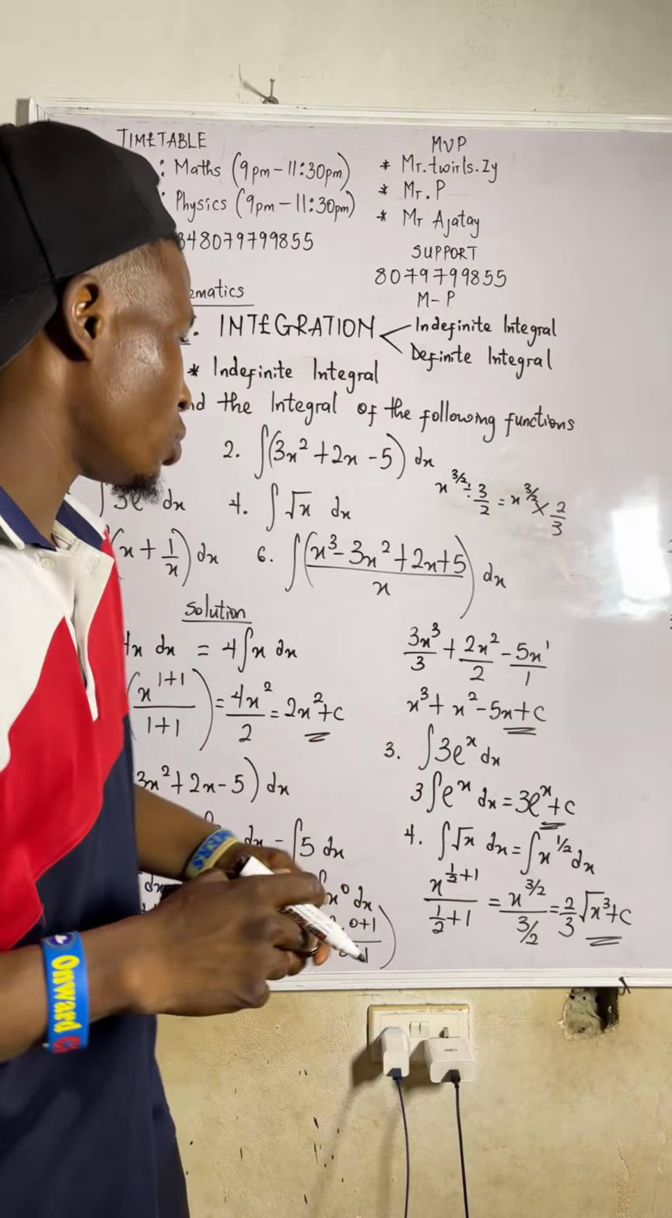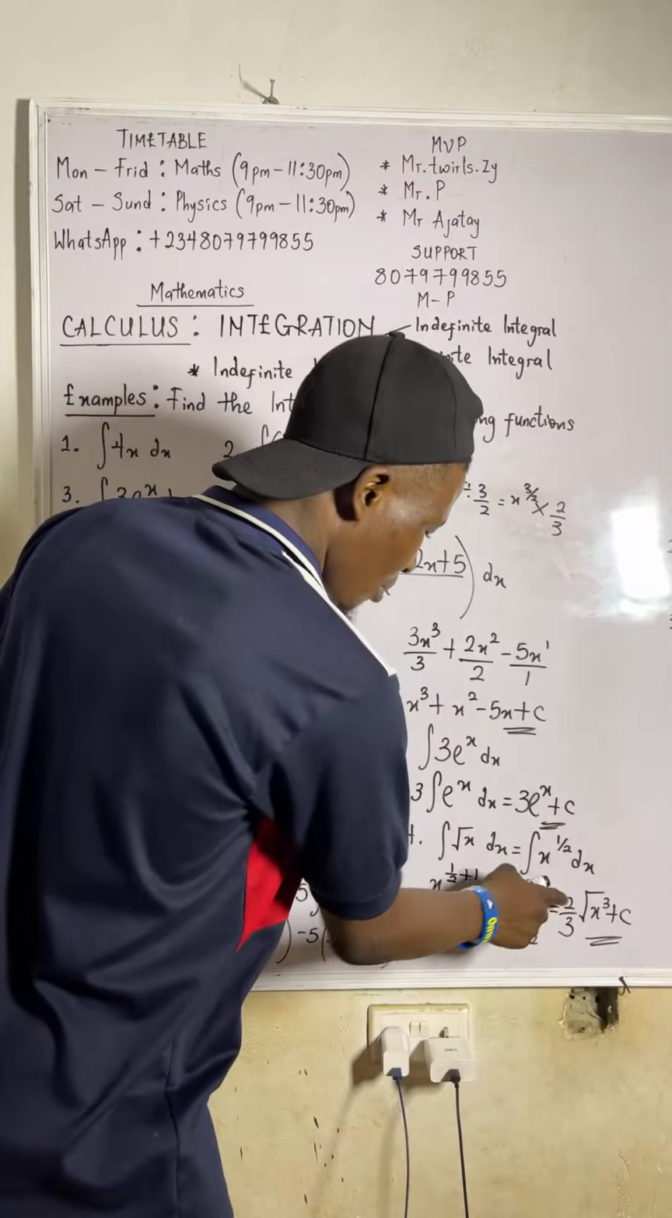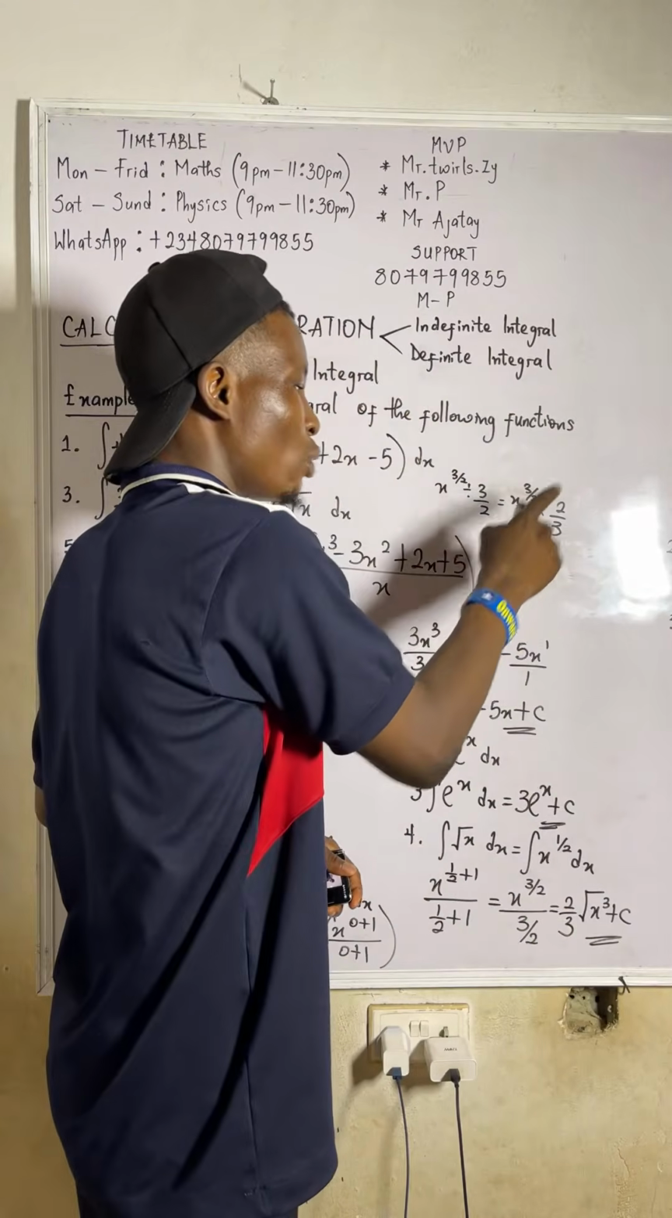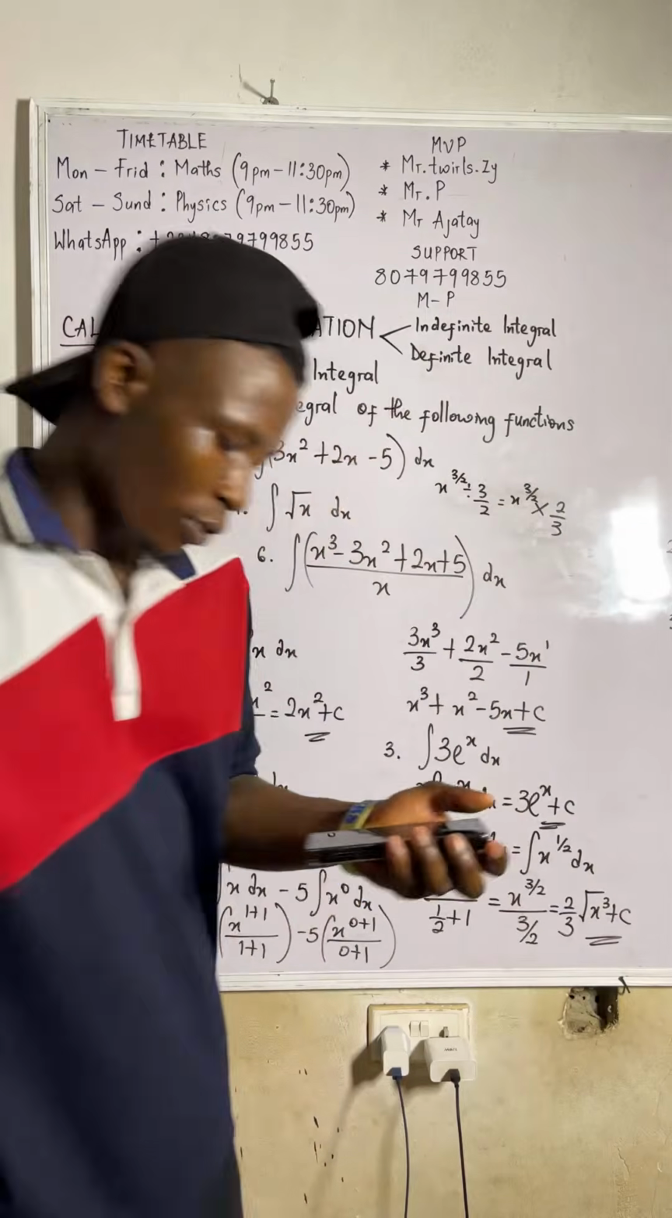Oh, sorry, that will be 2 over 3, I'm explaining fast. That's how you have it as 2 over 3. Then this 3 over 2, I told you, is 3 times 1 over 2. Then square root of x cubed.